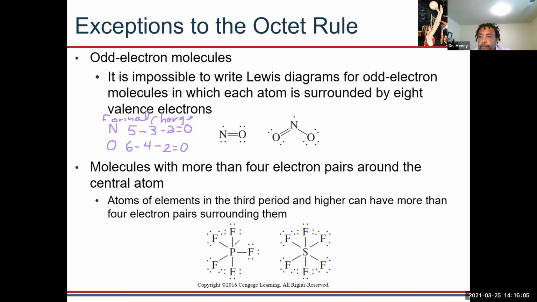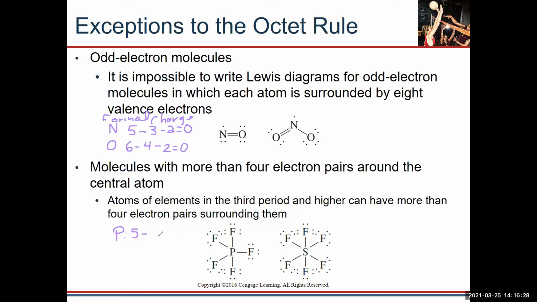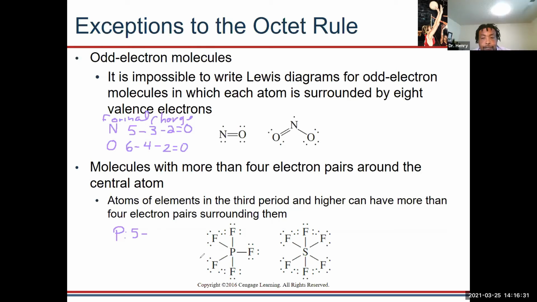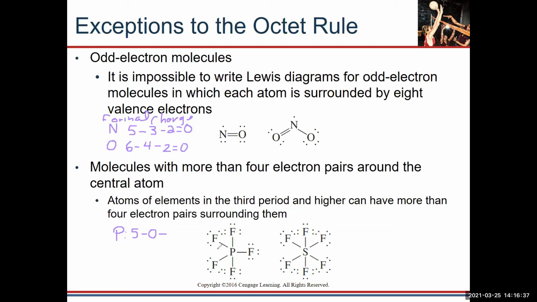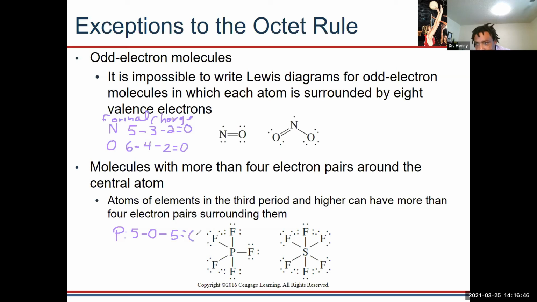Okay, so let's do phosphorus here. And then we'll do one of the fluorines because all the rest of them are going to be exactly the same. How many valence electrons does phosphorus have? 5. How many lone pair electrons does it have on it? None. It has none. And then how many bonds? 5. So 5 minus 5, 0.